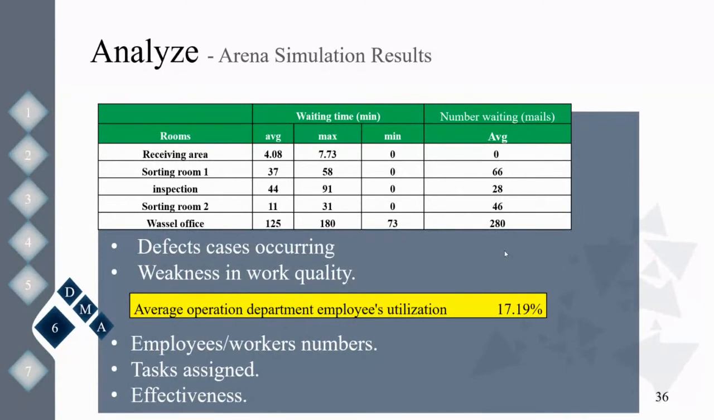As we see in the table, the large number waiting and waiting time in most rooms are leading to defect cases occurring, such as losing some mails and weakness in work quality. Also, the utilization average shows a large disparity in utilization rates, which are considered low, and that refers to a real problem in terms of the number of employees, tasks assigned, and effectiveness.